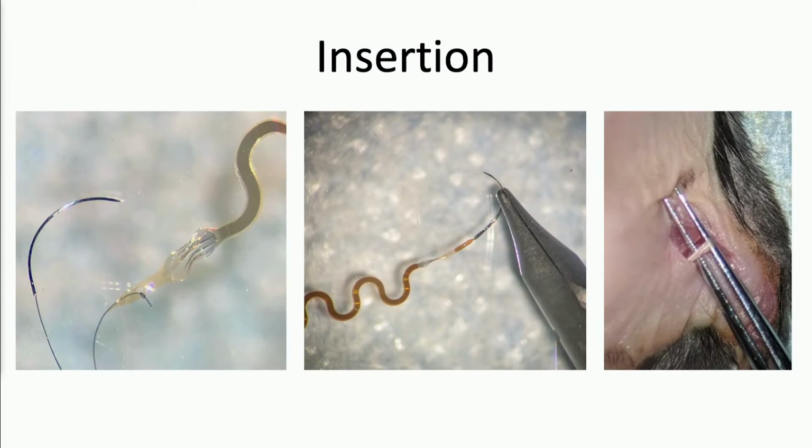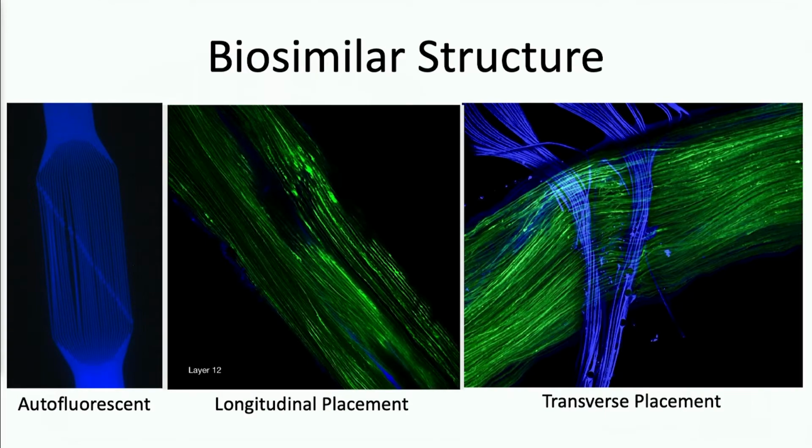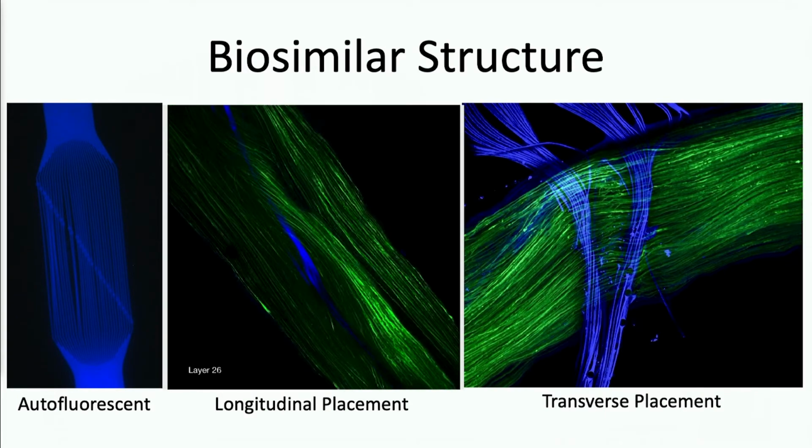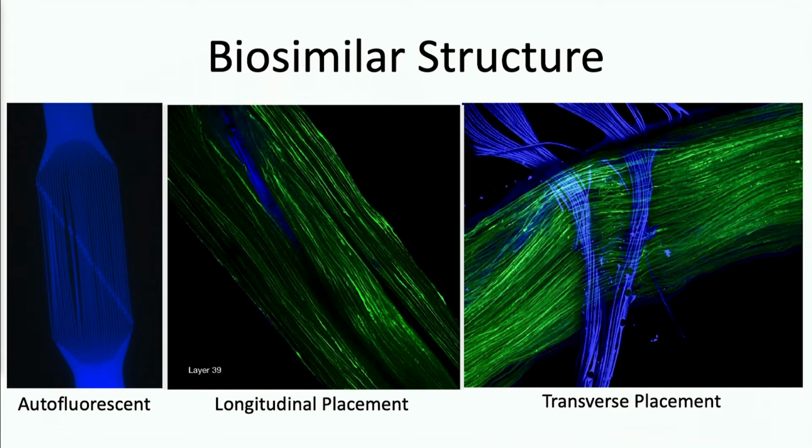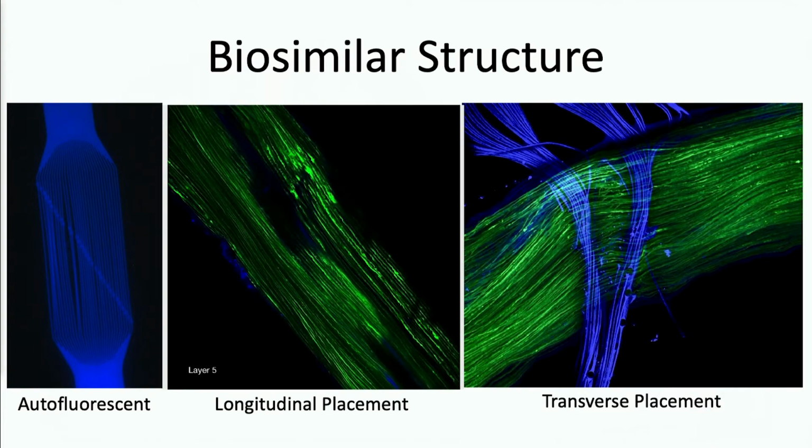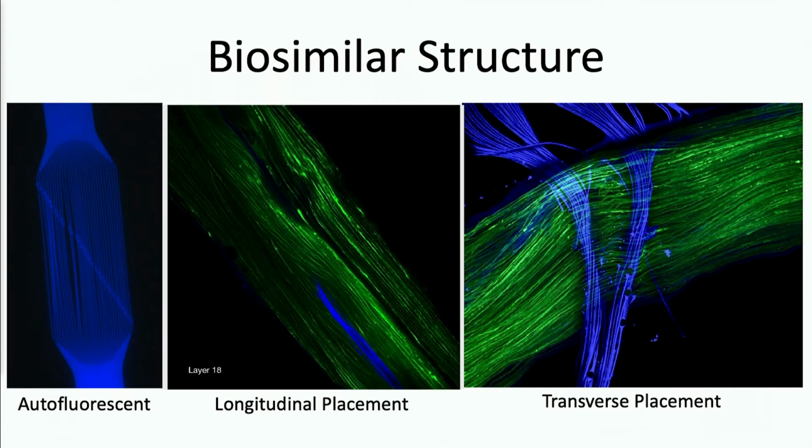Here we see a 10-0 suture tied to the device in the first panel and the needle glued directly to the device in the second panel. The sciatic nerve of a mouse is exposed in the third panel. Here we see fluorescent imaging of the device inserted in a Thy1-YFP mouse, which demonstrates the structural similarities of our device and the native axons.